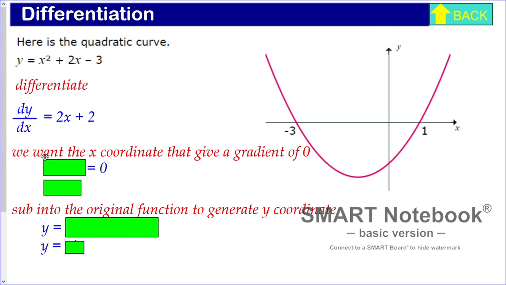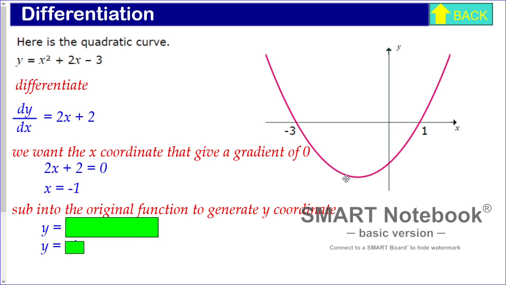What we want is the x-coordinate that gives us a gradient of 0. So if we set our gradient equal to 0, we will find the x-coordinate where this occurs. So 2x plus 2 equals 0. Rearranging and solving gives x equals minus 1. 2 times minus 1 is minus 2, plus 2 is 0.